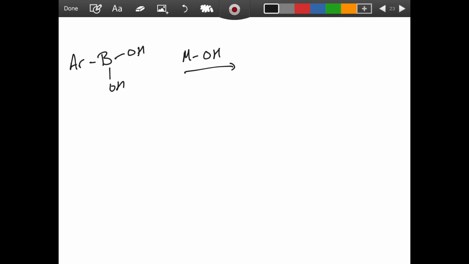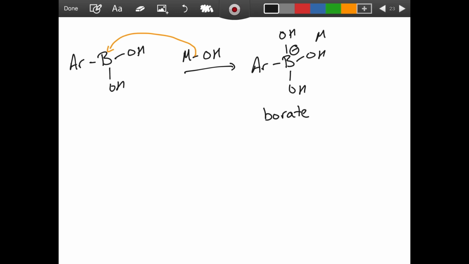So the oxygen here will stuff itself in that empty orbital, and now the boron has a negative charge, and again, we know that from Gen Chem. A full octet means you have a negative charge, and your metal is kind of hanging on by it.